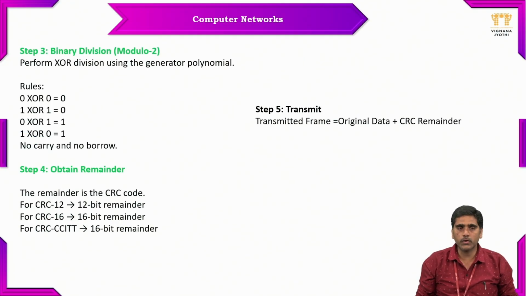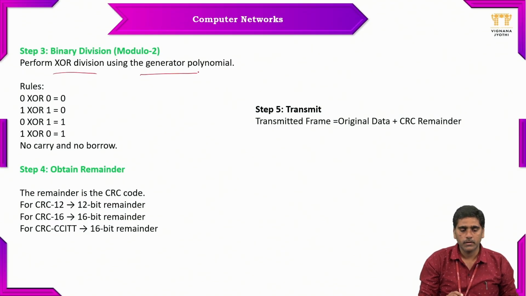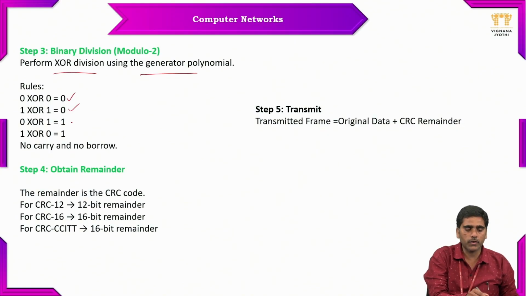Step 3 is to perform binary division, modulo 2. Perform XOR division using the generator polynomial. The rule is: 0 XOR 0 gives 0, 1 XOR 1 gives 0, 0 XOR 1 gives 1, and 1 XOR 0 gives 1.